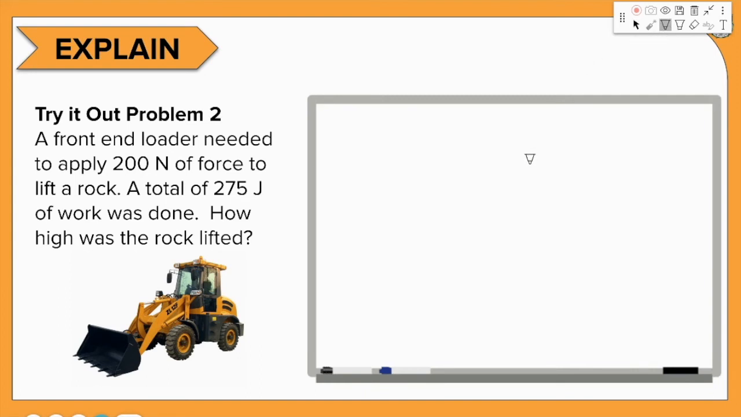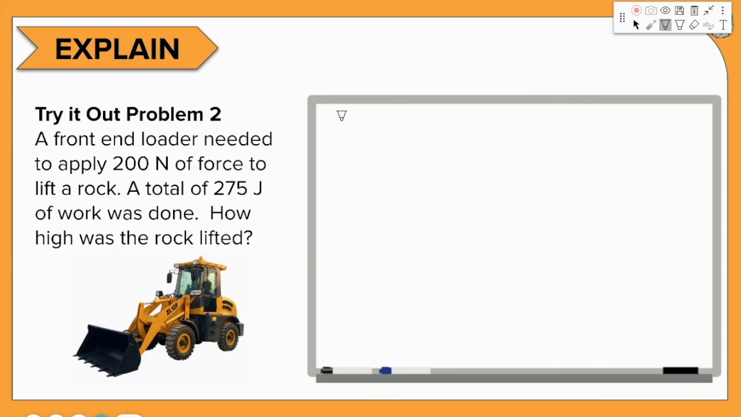You have this time a front end loader, and the front end loader needs to apply 200 newtons of force to lift a rock. So this is the front loader. A total of 275 joules of work was done. So the question is, how high was the rock lifted? A front end loader is a machine that helps you to lift heavy objects to great distances.